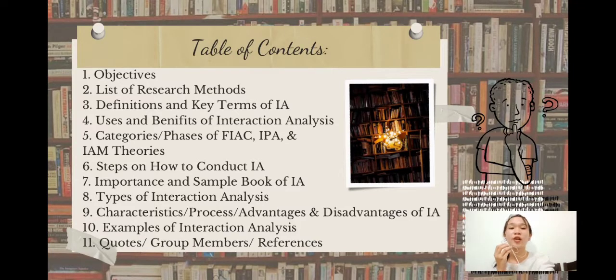Our presentation has objectives, a list of research methods, the definition and key terms of IA, and the uses and benefits of interaction analysis, which I will discuss. Next, the categories and phases of FIAC, IPA and IAM tourists, and the steps on how to conduct IA, the importance and a sample book of IA will be discussed by Cristin Mae Bermas. Lastly, Michaila Iligan will discuss the types of interaction analysis, characteristics and process, and advantages and disadvantages of IA, and she will give some examples of interaction analysis.